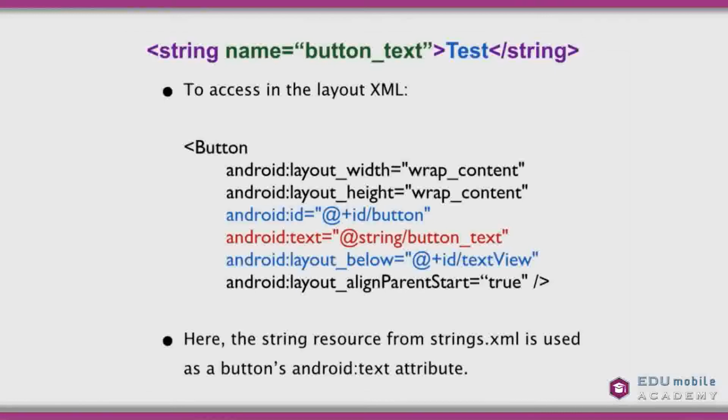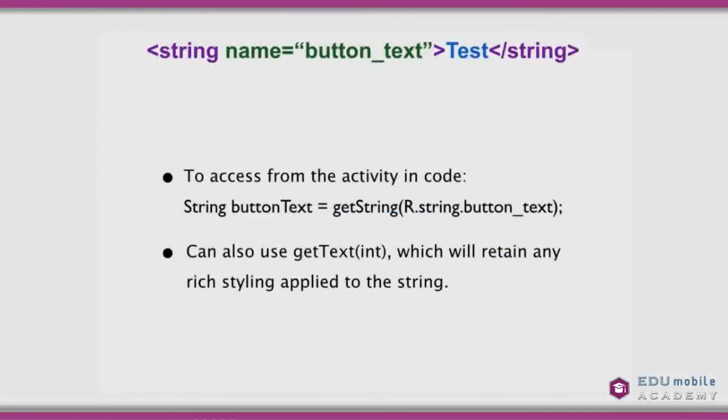So that's great. What if we want to create a new button in our code? How would we access that? So we have the string resource. How do we do that? We use getString or getText with the address within R.java. So here, that would still be R.string.buttonText. Now, if we use getString, we're going to get a raw Java string. But if we use getText, this retains any rich text styling that we applied to the string.